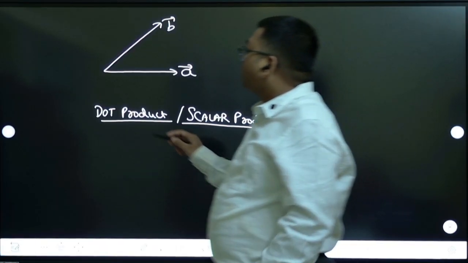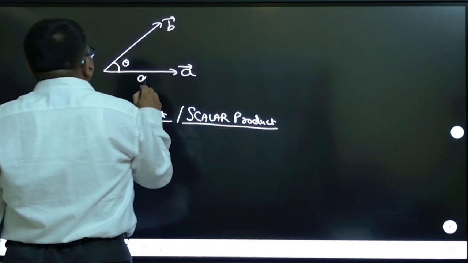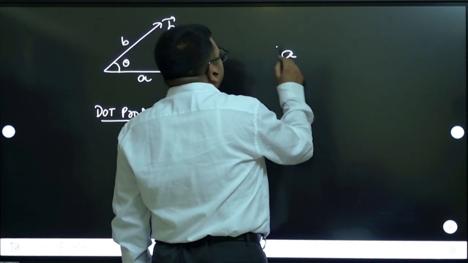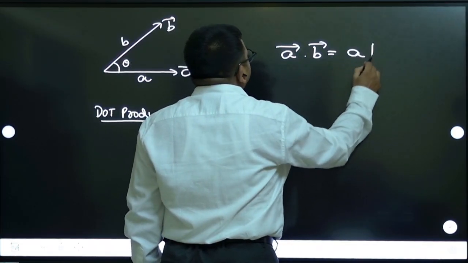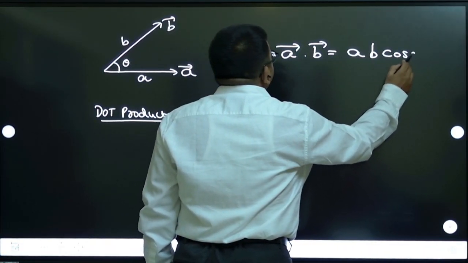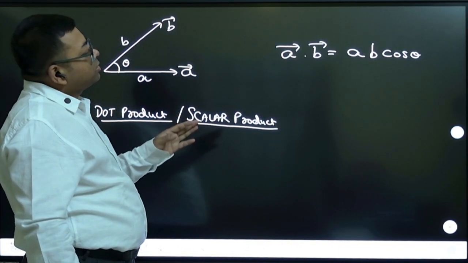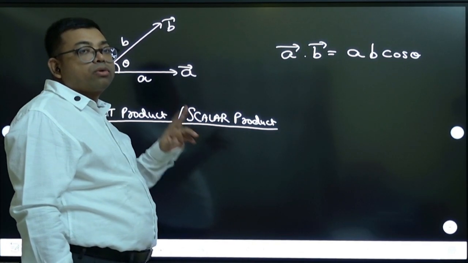So suppose two vectors are making angle theta and the magnitudes of the vectors are A and B. So A vector dot B vector gives us A into B into cos theta. That's all. That is what dot product is. Dot product is the product of magnitude of A, magnitude of B and cos theta.